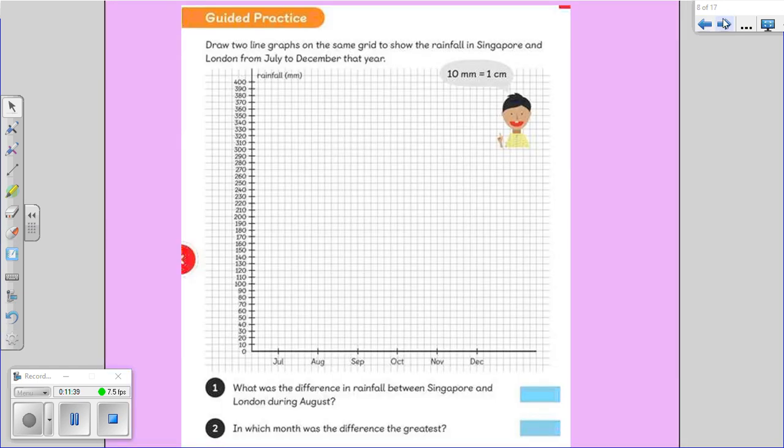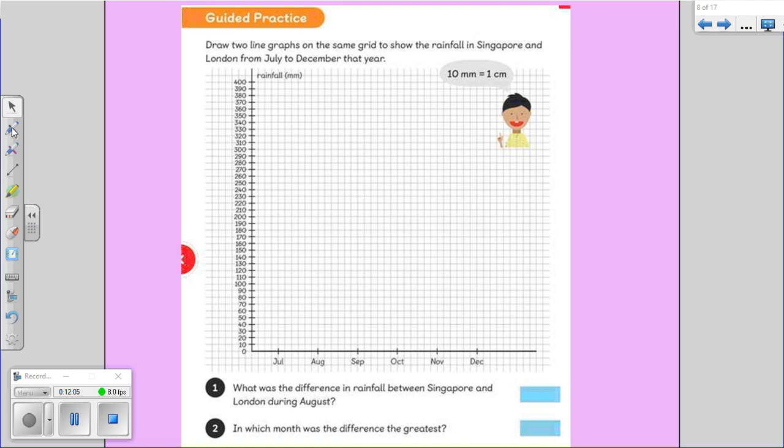Okay, so here is our guided practice, and we have got to draw 2 line graphs on the same grid to show the rainfall in Singapore and London from July to December that year. So using that information from those 2 graphs we've just looked at, but putting them onto one grid. So let's have a go at plotting the graphs.